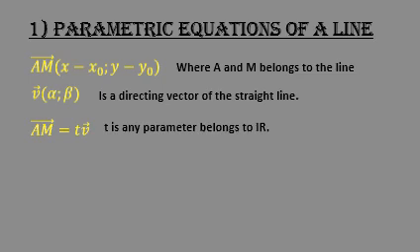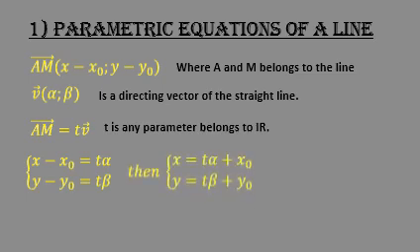Now, following the rules of vectors, AM equals t v gives x minus x0 equals t alpha, y minus y0 equals t beta. So x alone and y alone. Then you move the coordinates x0 and y0 to the right, and you get a parametric equation with x and y as functions of the parameter t. So this is the parametric equation.